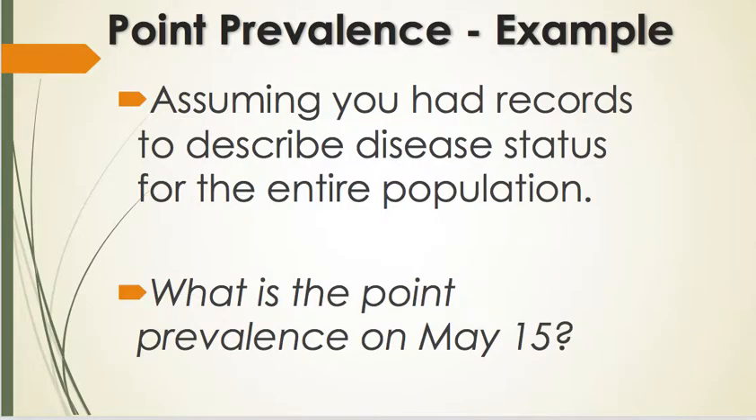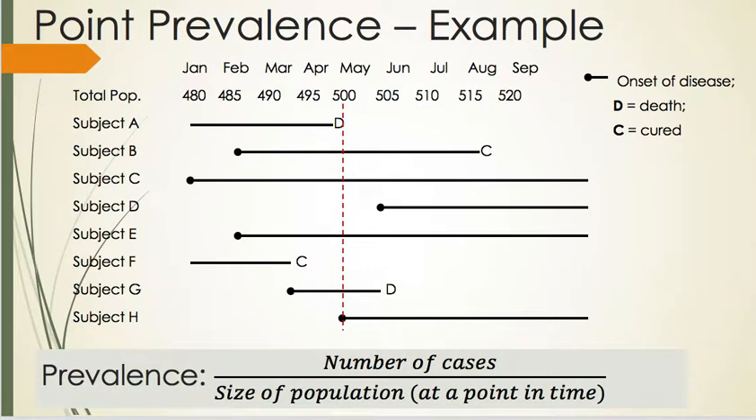So let's take a look at point prevalence. Assuming you had medical records to describe the disease of an entire population, this could be your workforce, what is the point prevalence on May 15th? So here are your records, and the circle designates the onset of the disease which you're studying. D denotes death, and C denotes that the person was cured.